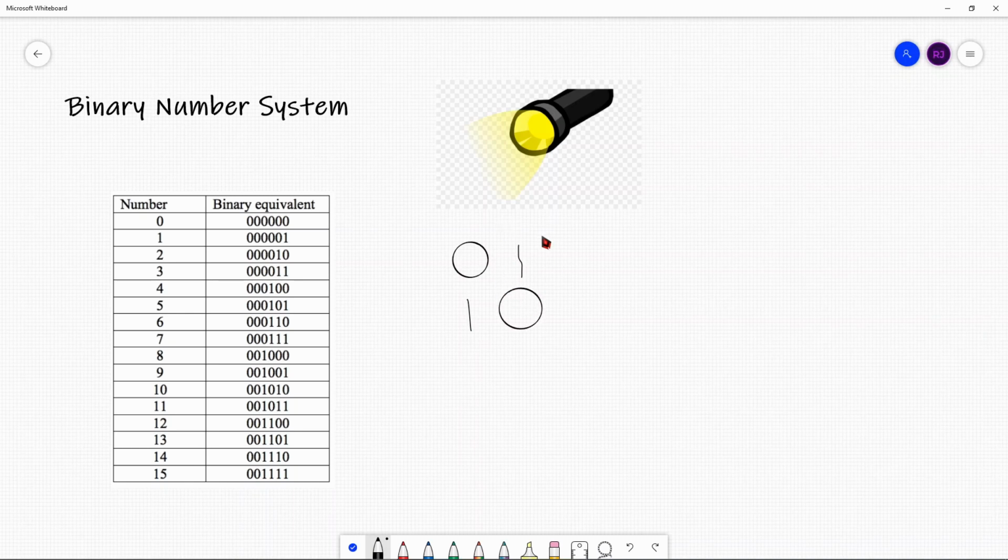Let's figure out why this happened. It's because since we only have two symbols, by the time we put 1 here, we used up all the possible symbols we have. We only have 2. So we reset that counter back to 0 and we increment the next counter. It's as simple as that.